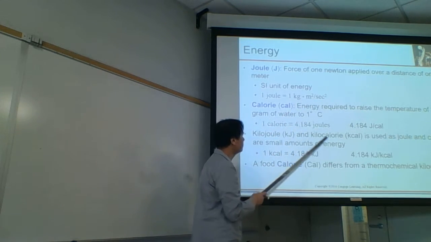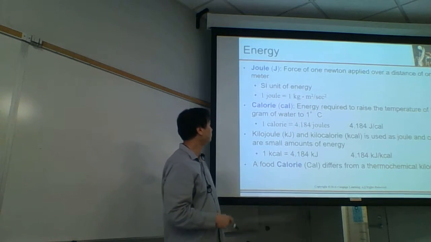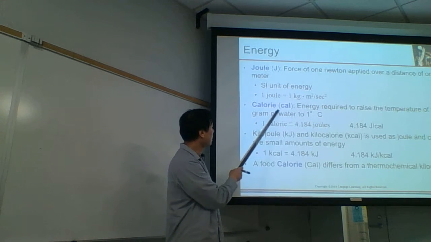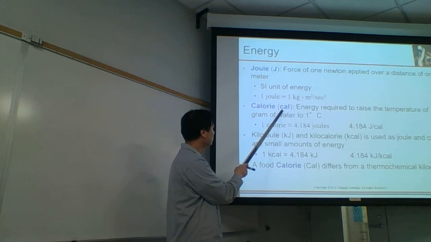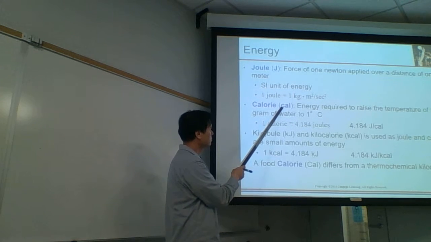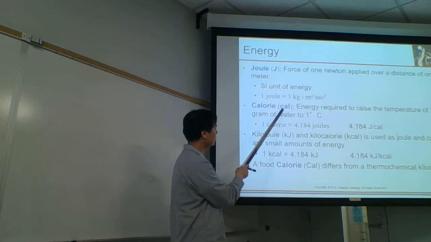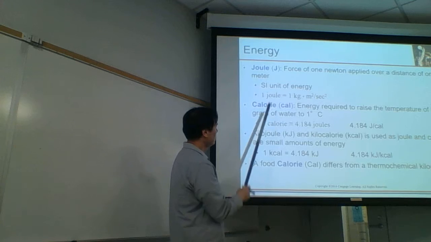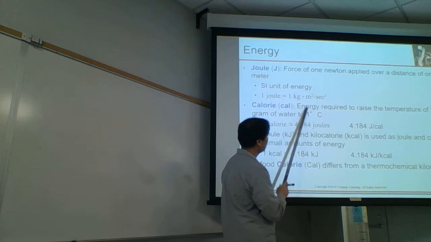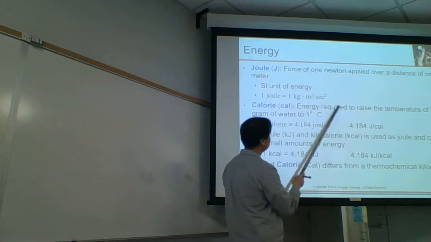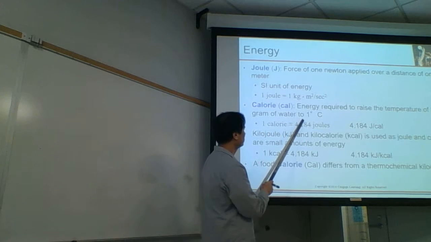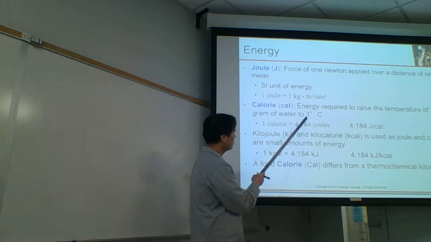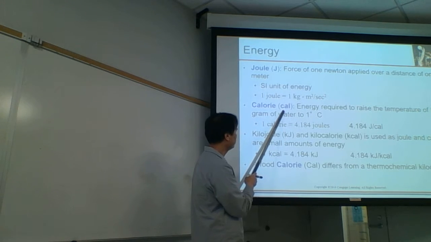This has a physics definition. Then we have the calorie, which is the lowercase c here. There are two actually. There's one with an uppercase C and one with a lowercase c. The lowercase c one is the chemical calorie. And this has a different definition. The calorie is defined as the energy required to raise the temperature of 1 gram of water by 1 degree C. So if you want to increase the temperature of 1 gram of water by 1 degree C, it's going to cost you 1 calorie.